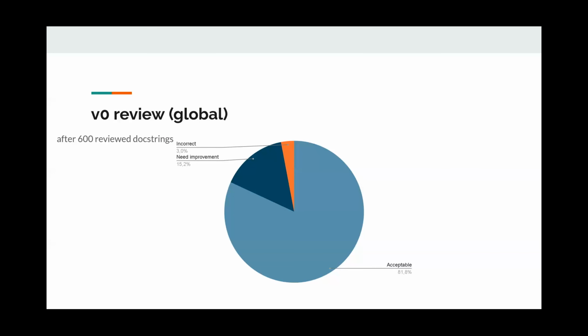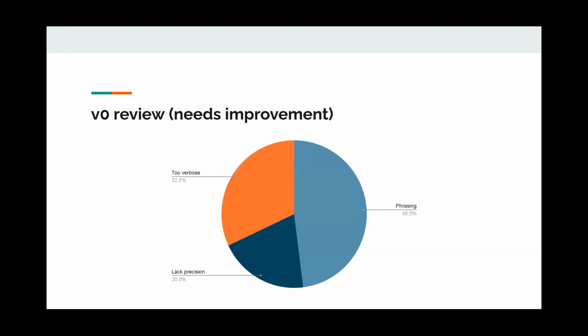So we already did the first review based on 600 reviewed docstrings. And among them, 92% of them were judged acceptable, 15% of them need improvement, and 3% of them are judged incorrect. So it's encouraging as a first iteration of this pipeline.